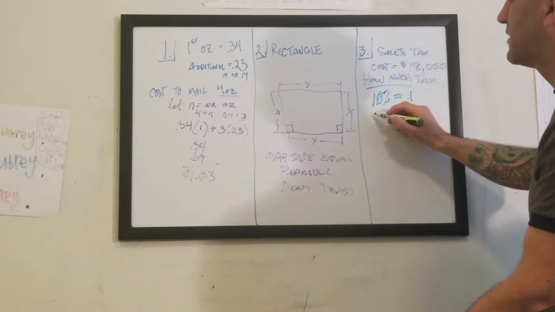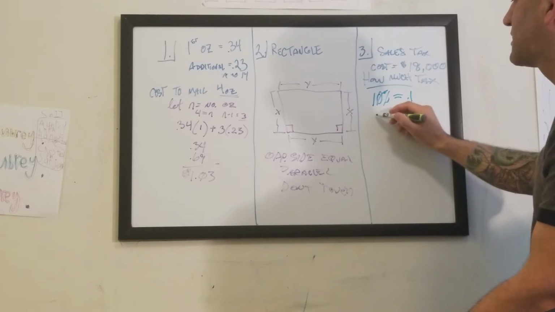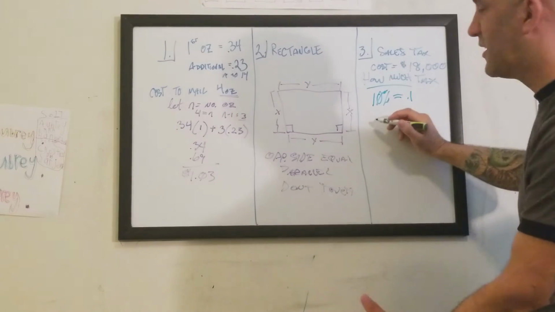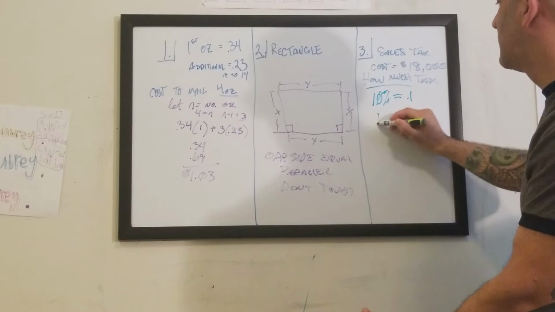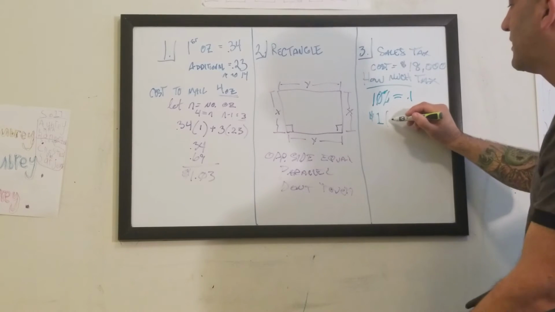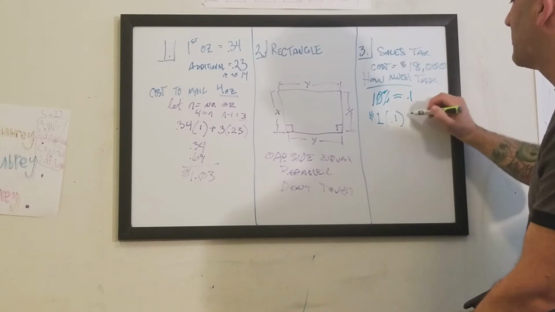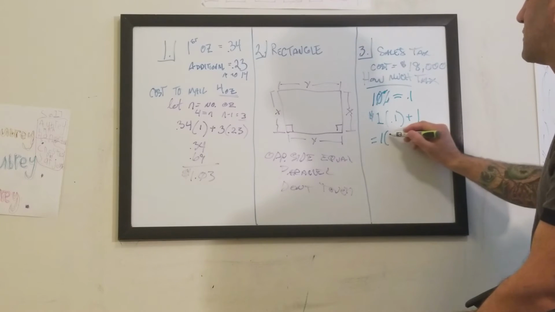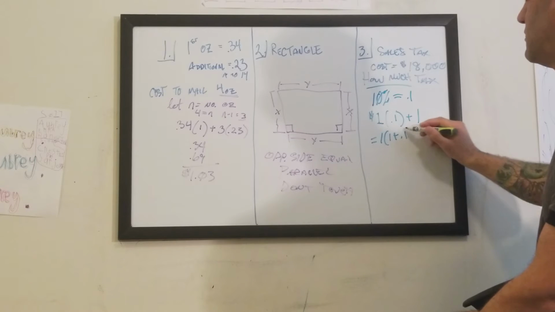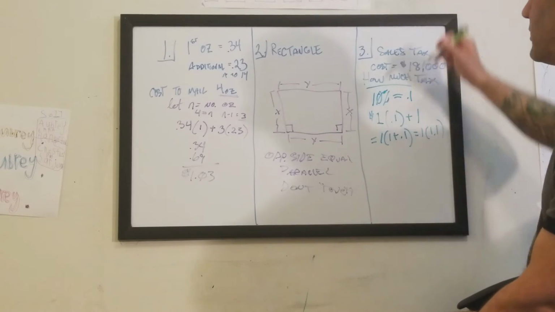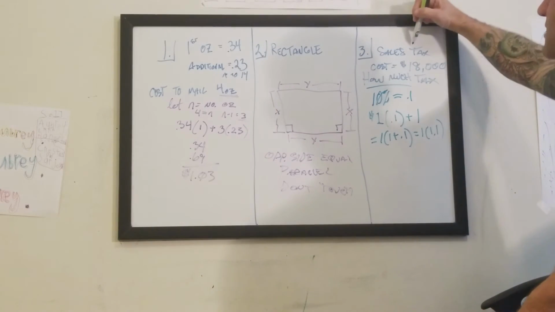So if the sales tax was 10%, and let's say you could buy something for $1, which doesn't really happen, but if it cost $1 and you were paying the sales tax, you'd want to multiply it by 0.1 and then add it back to itself. Or you could also write this as 1 times 1 plus 0.1, which is going to equal 1 times 1.1.